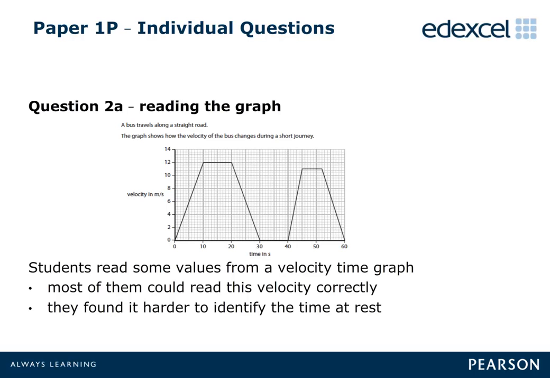In question 2A shown here, nearly all the students read the velocity correctly. But the second part of this section proved a little more difficult. About 70% realised that the bus was stationary for 10 seconds. Most of those who got this wrong added together all of the times for which there was no acceleration. They seemed to have a difficulty linking the idea of being stationary with a reading of 0 meters per second.